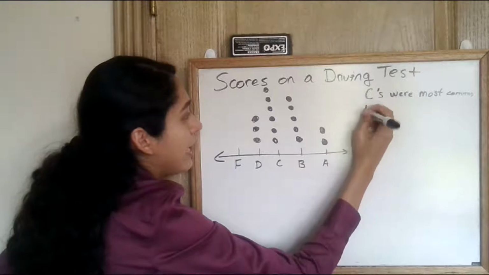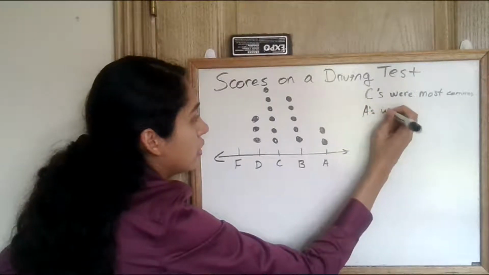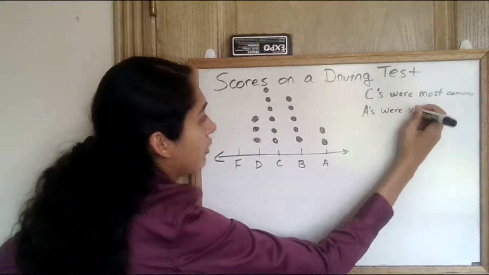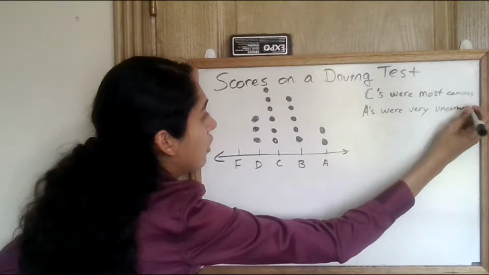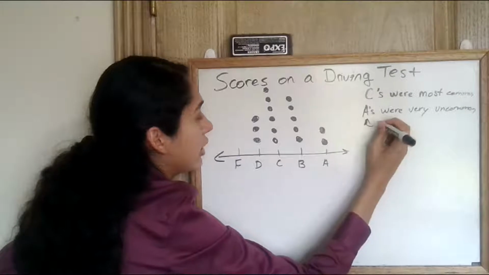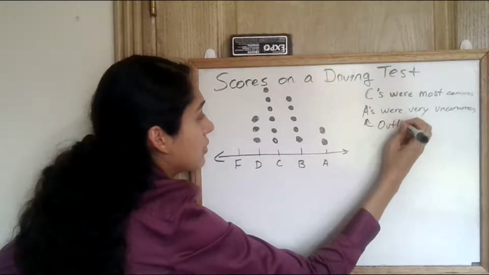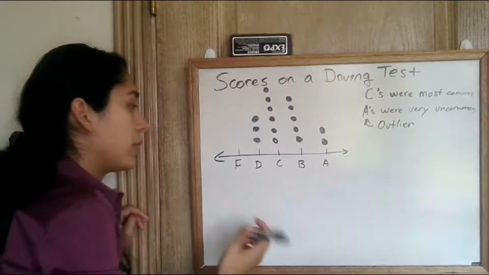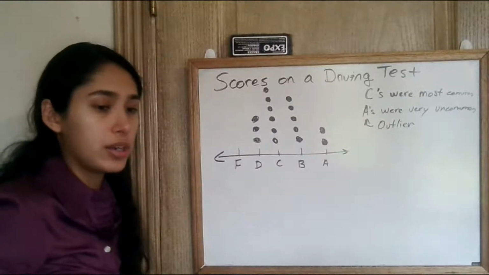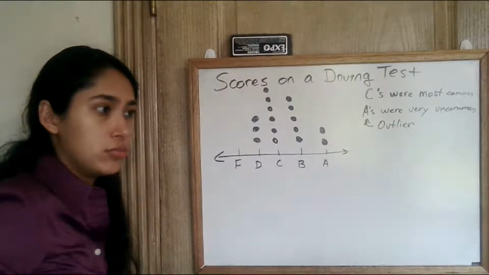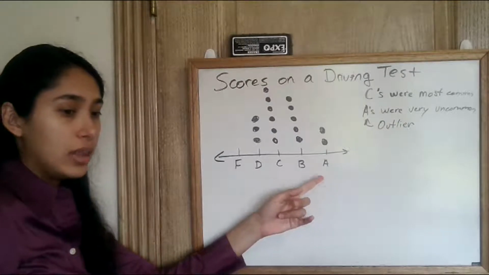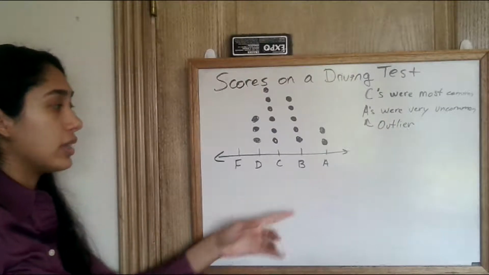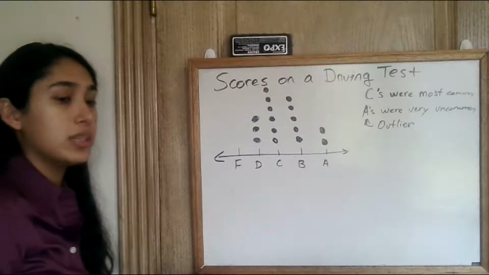And then we could call A's very uncommon. We could even call those the outlier. Some of you might argue that F could be considered an outlier, but no one got an F, so no one could count for that. It has to be at least someone who has a grade. It just has to be the least common one.